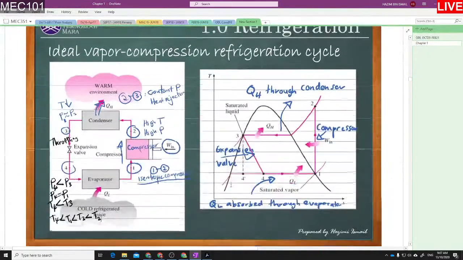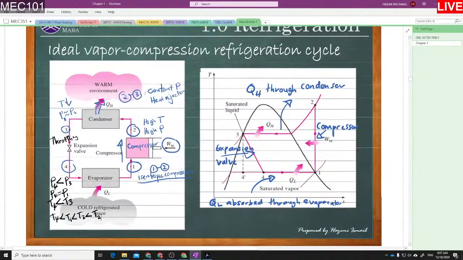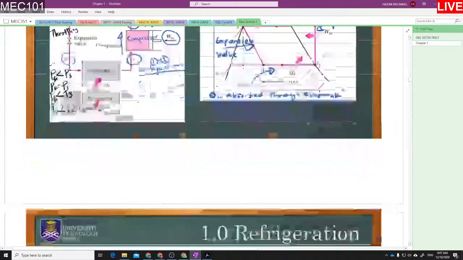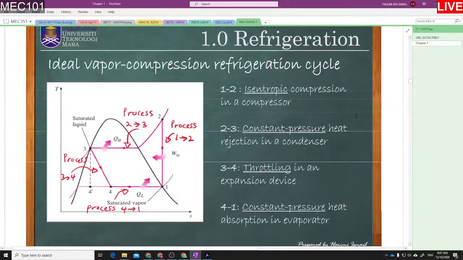Sebab ni sangat penting. Ini sangat penting. Inilah basic kepada proses refrigeration. Aircon sekarang yang ada dekat luar kebanyakannya based on cycle ni. Apa nama cycle dia? We call it ideal vapor compression refrigeration cycle. Okay. Okay, yang tadilah ni sama juga.